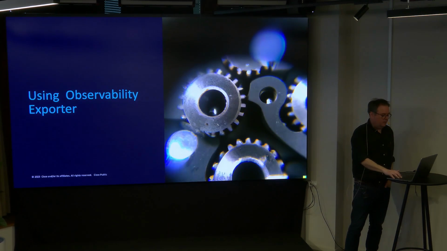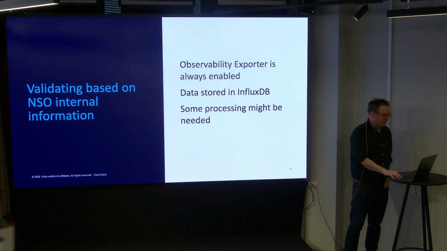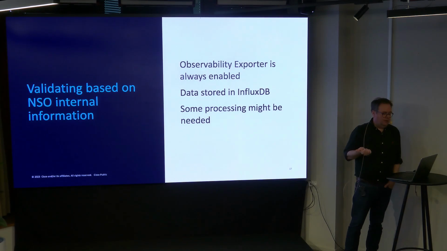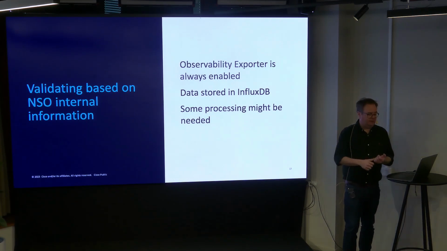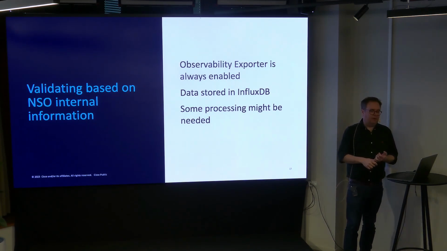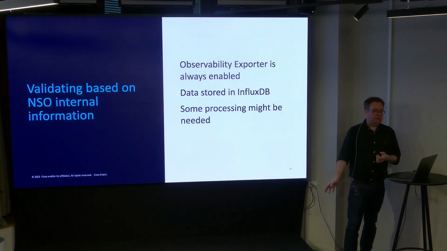So, using the observability exporter. What we need to do when we want to validate things based on the observability exporter is, first of all, having it enabled. In our test cases, we always have the observability exporter enabled, and we store all the information from that, so it's possible to look at old data as well. And we store all the data for 6 months.